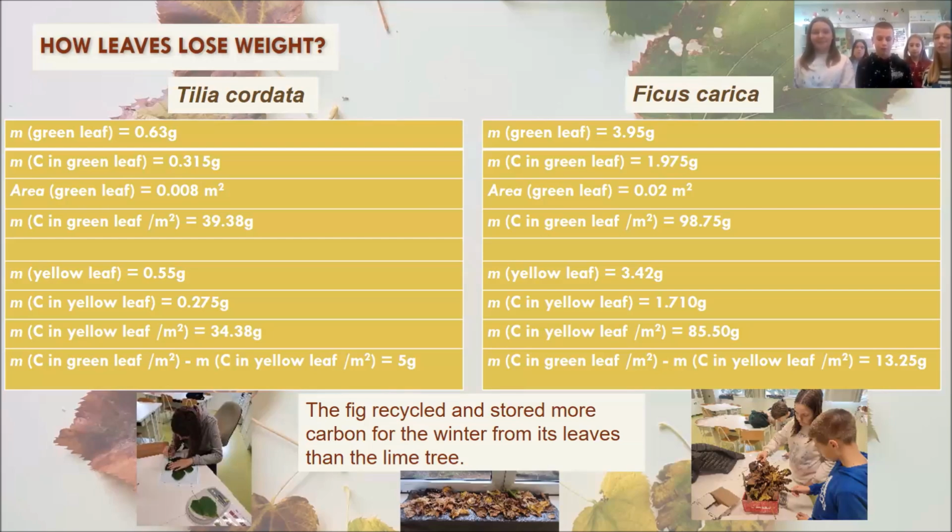We converted the result into a value for 1 square meter and got the weight of carbon in the green leaf per square meter. We repeated the same procedure for the yellow leaf. The difference in weight corresponds to the amount of carbon that the tree has recycled from the leaves and stored for the winter. We did the same procedure for the fig. We concluded that the fig tree has recycled and stored more carbon for the winter, 13.25 grams, from its leaves than the lime tree, 5 grams.